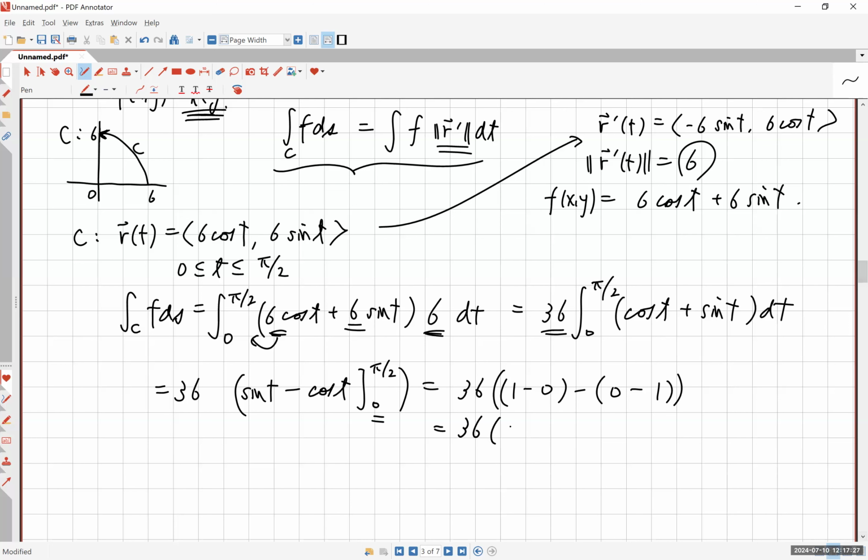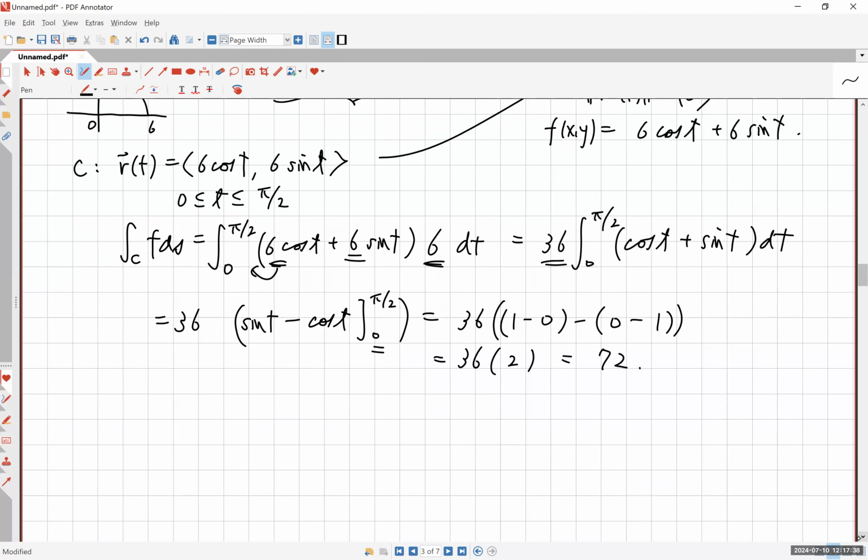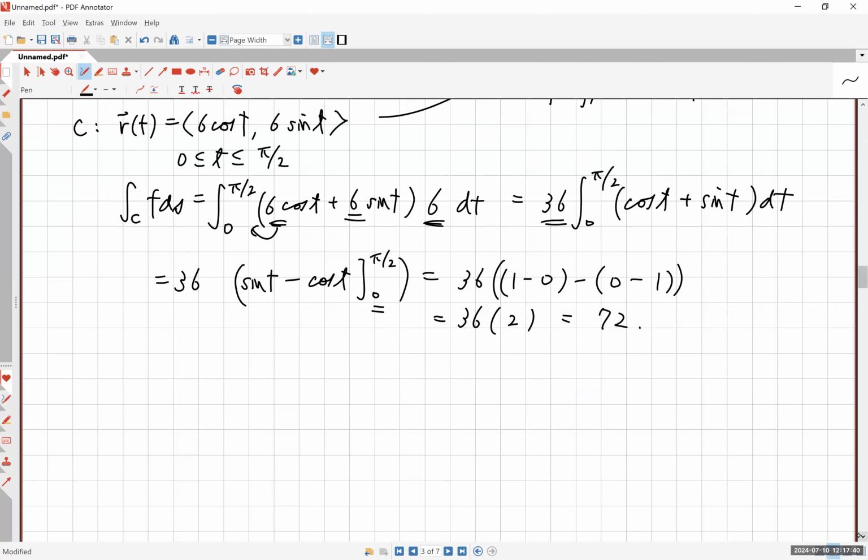All right, so it's 36, and then it's 1, minus 0, plus 1, right? So the answer is 72, and that is the value of the line integral in question. All right, let's go to number 13. I am going to write down the problem first.